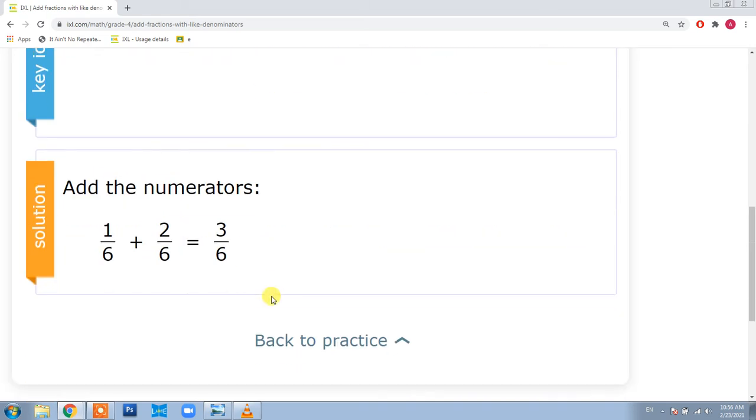And when you have like fractions, for example, if you are adding 1/6 with 2/6, then you will only add 1 and 2 that are numerators. So 1 plus 2 equals 3, and you will just keep the denominators as it is, like the 6.